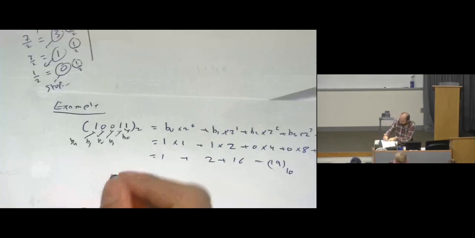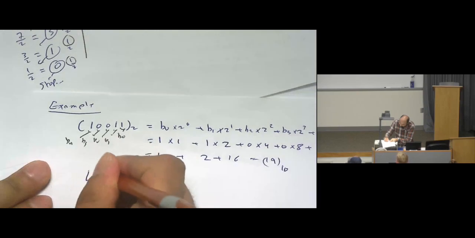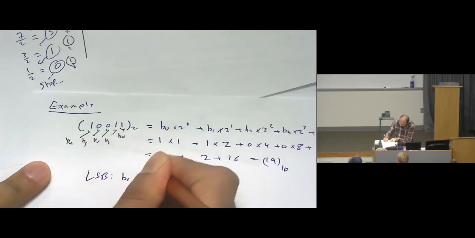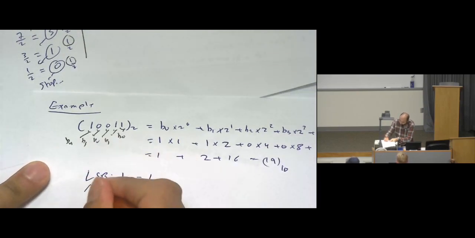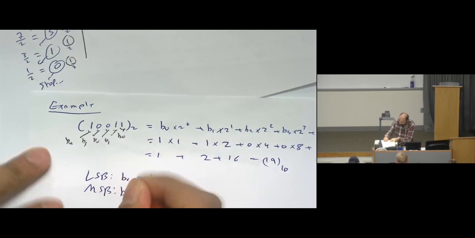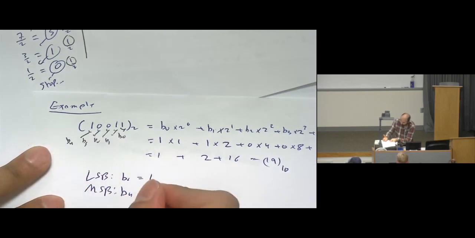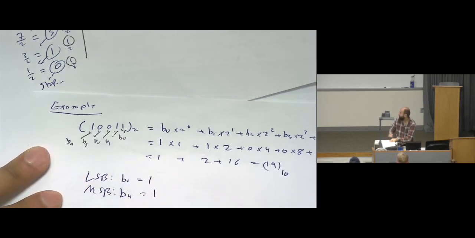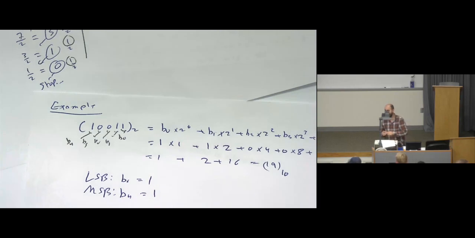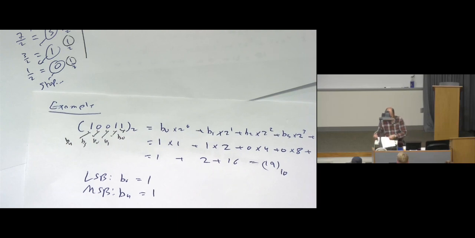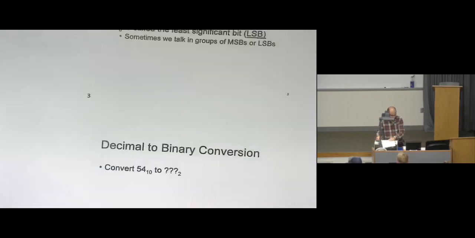So based on here, the least significant bit is B0, equal to 1, and the most significant bit is B4, because the highest is B4, and it's equal to 1 here. Just for your information, that's what LSB and MSB mean: least significant bit and most significant bit. Now let's take another example.